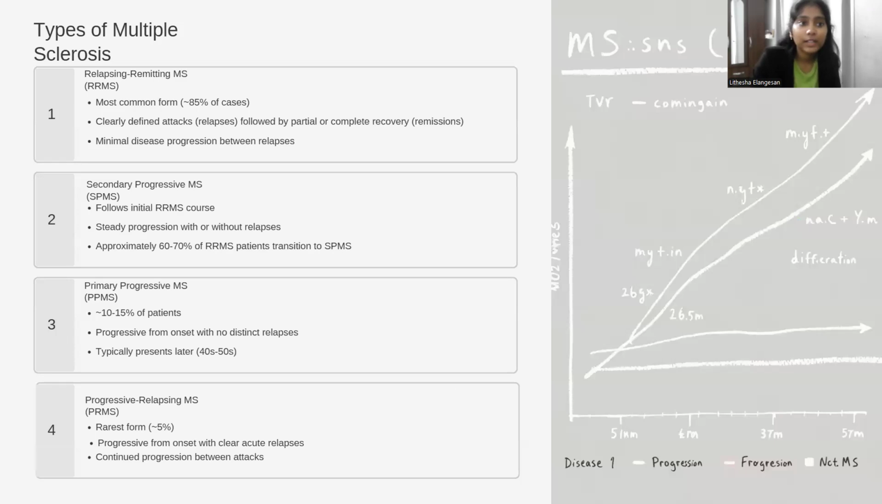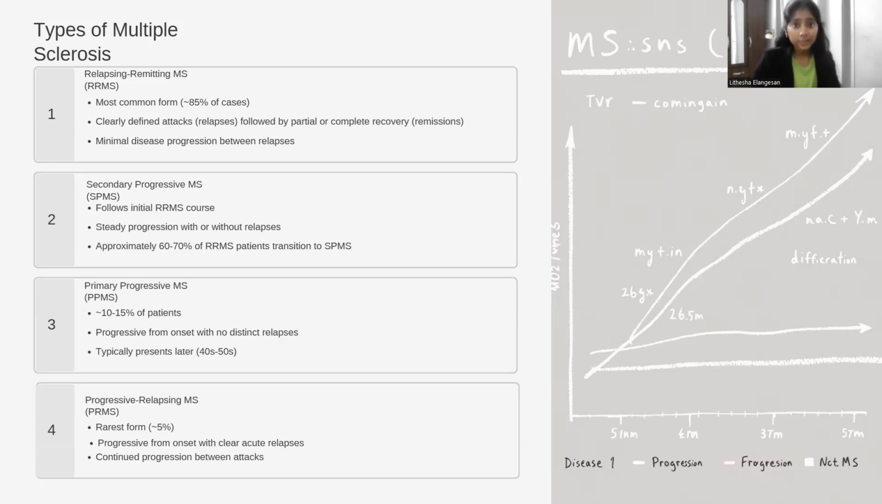Now, there are actually four types of multiple sclerosis. They have different symptoms and can occur at different ages as well. Relapsing remitting MS, with MS being short for multiple sclerosis, is the most common form. Around 85% of cases are relapsing remitting MS. They have clearly defined attacks followed by partial or complete recovery, which means there are periods where you will experience a lot of symptoms and then periods where you will feel normal and will not experience anything at all. So there's minimal disease progression. The disease doesn't get worse, essentially.